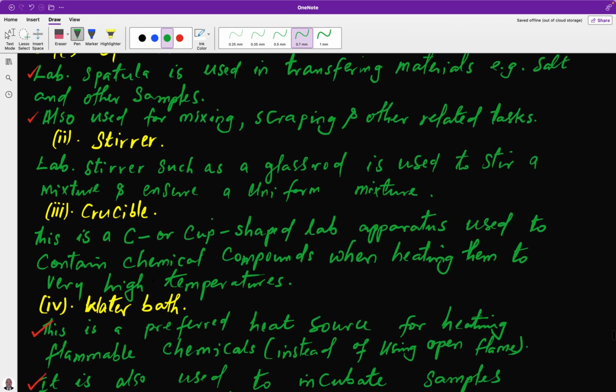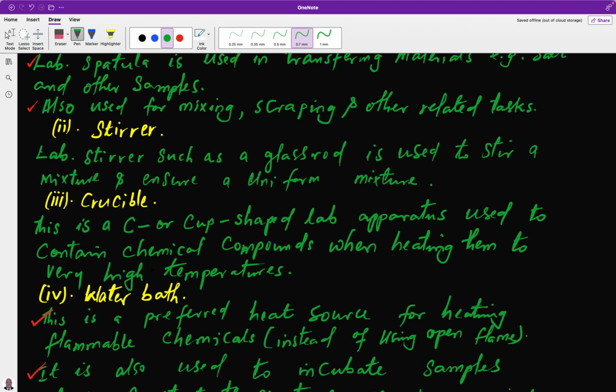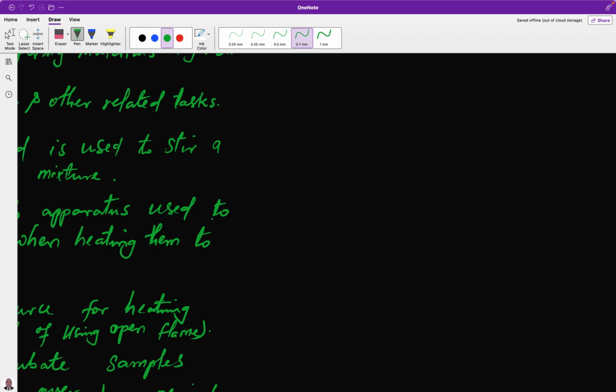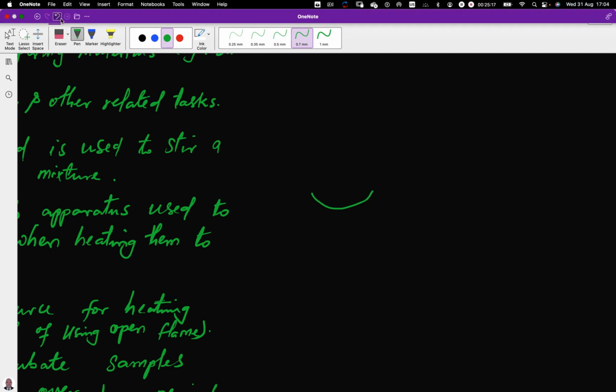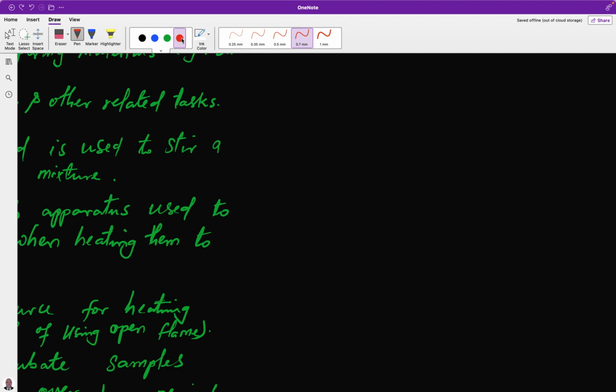Okay, crucible. A crucible is a cup-shaped laboratory apparatus. This is how a crucible is. A crucible is something like this. Something of that nature.